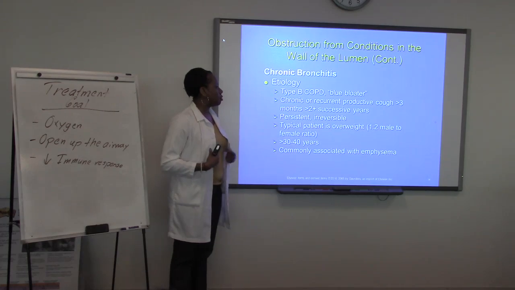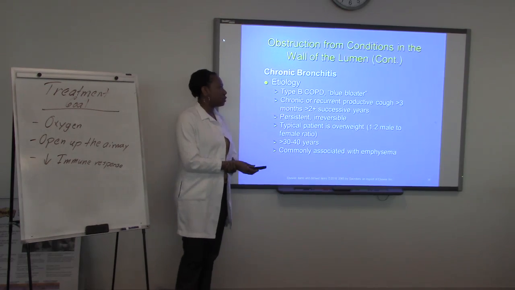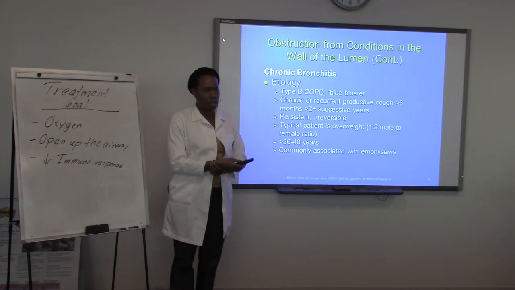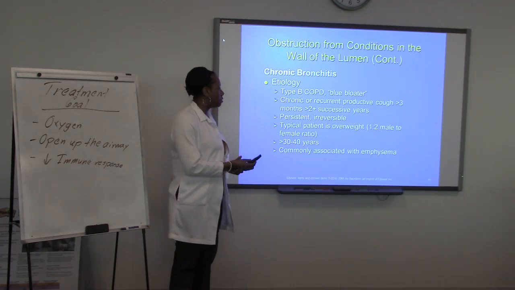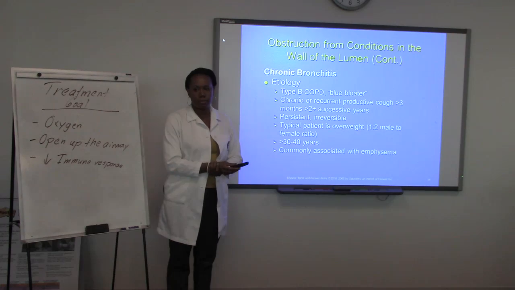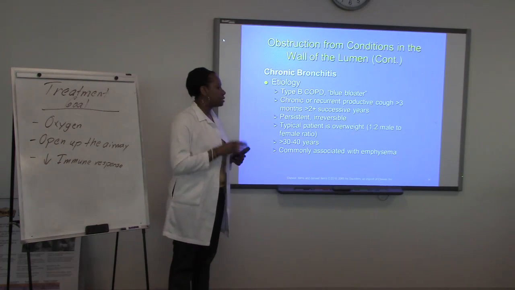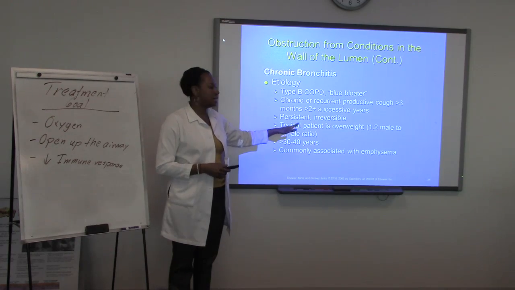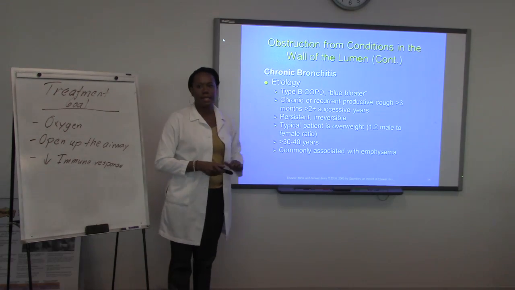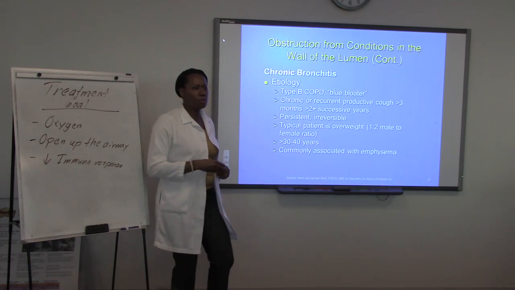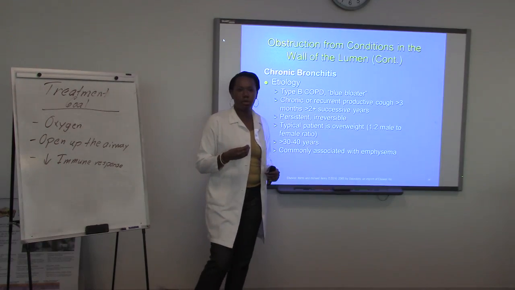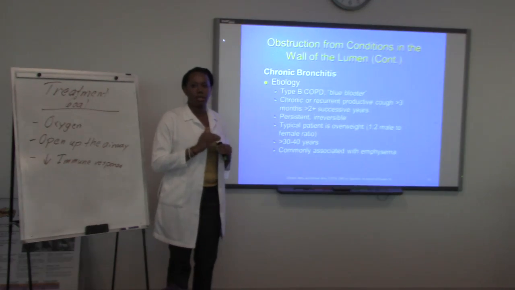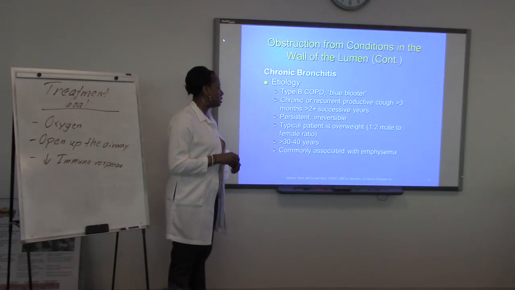So, a chronic or recurrent productive cough over 3 months to 2 years. Now, that's a lot. If anyone's coughing over 3 months, something's going on. So that is a chronic cough. Now, this condition is persistent and irreversible. I will highlight irreversible. When we're talking about irreversible, this means on the cellular level, so irreversible cell damage can occur with these individuals.